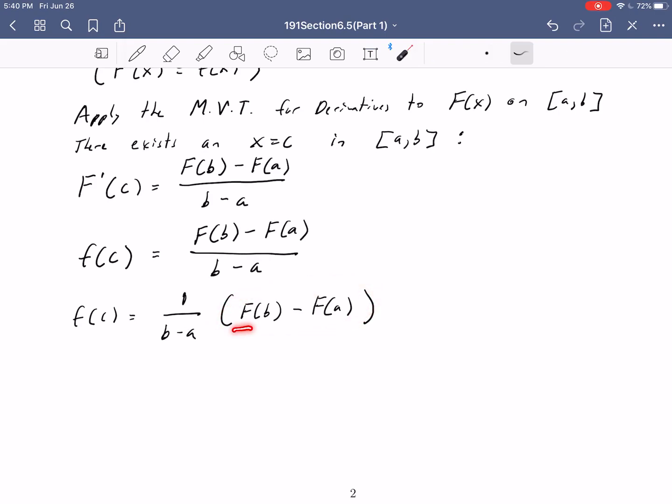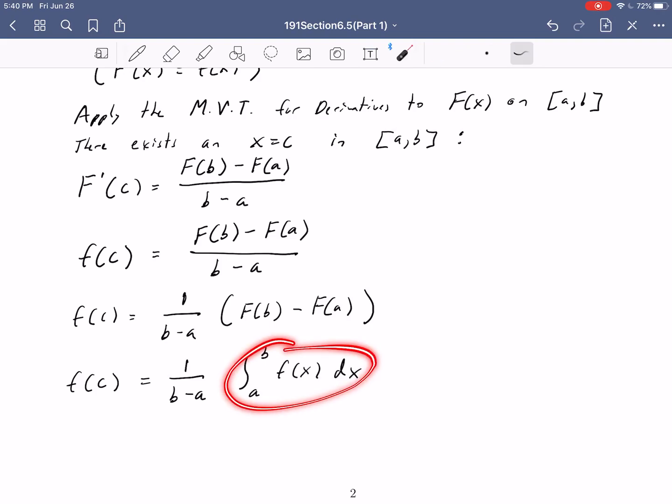What is capital F of b minus capital F of a? Well, that's evaluating the antiderivative at b and subtracting the antiderivative at a. That's exactly how you do definite integrals. So this tells us that f of c is 1 over b minus a, integral from a to b of f of x dx. Normally we go this direction: you have something you're trying to take the definite integral of, you find the antiderivative and plug in, but it also works the other way.